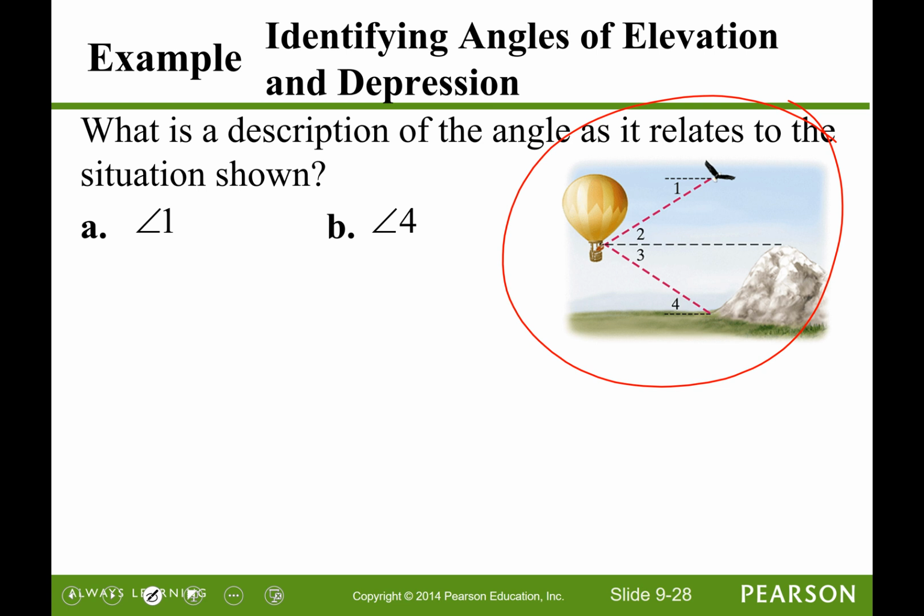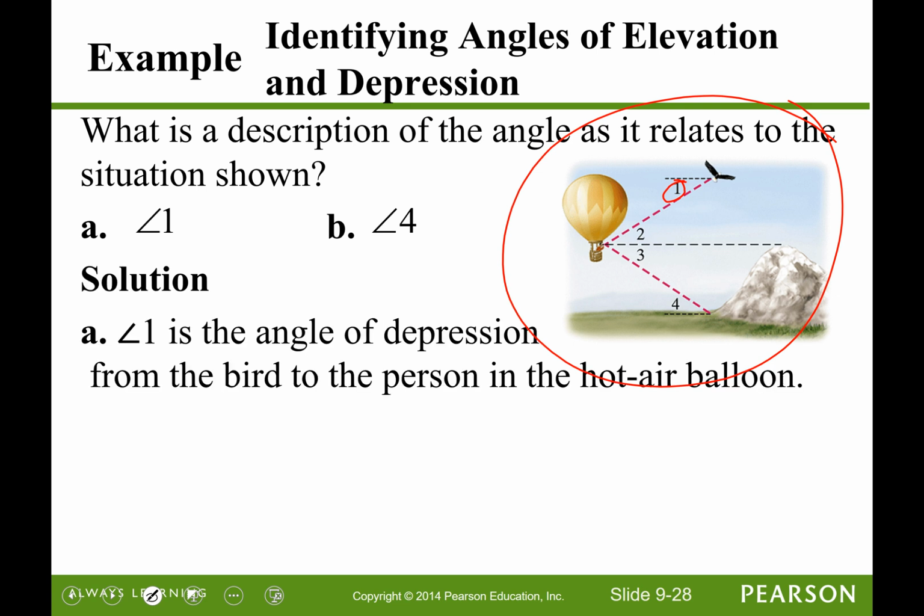Okay, angle 1. Angle 1 is right here. And would you call angle 1 an angle of elevation or depression? If you said depression, you got it right. You want to focus on the horizontal line, and then the other side of the angle is below that, making it an angle of depression.